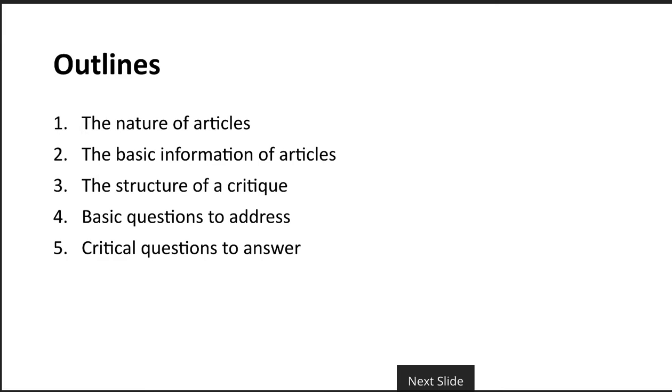We will also discuss the structure of a critique that we write, and some basic questions to address and some critical questions to answer in our effort to review a research article critically, right?